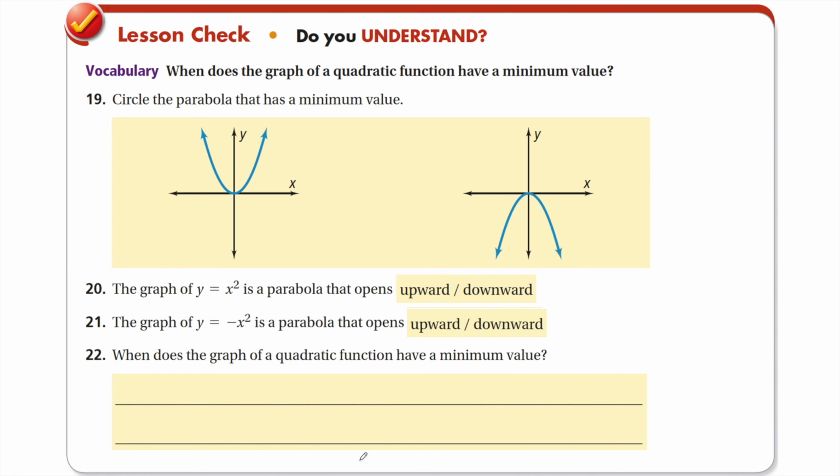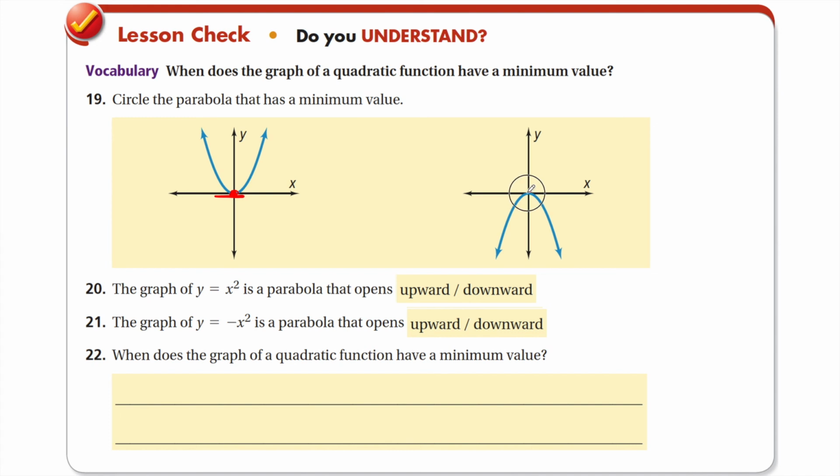And we finally made it, the lesson check. Alright, so let's power through. When does the graph of the quadratic function have a minimum value? Circle the parabola that has the minimum value. Now again, the minimum value means that it's going to have its lowest point, and you can tell me what the lowest point is. Alright, so right here, I can say with 100% certainty that 0 is the lowest point, because there is no part of the graph that goes below it. So that is its minimum.